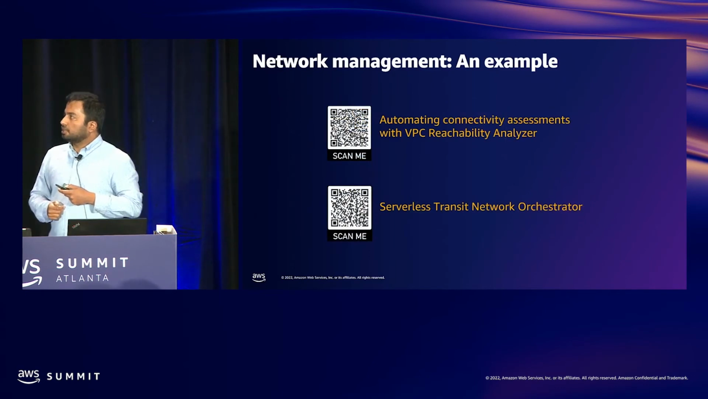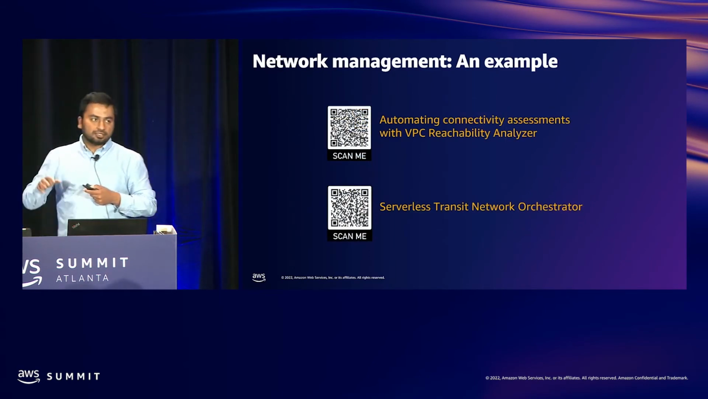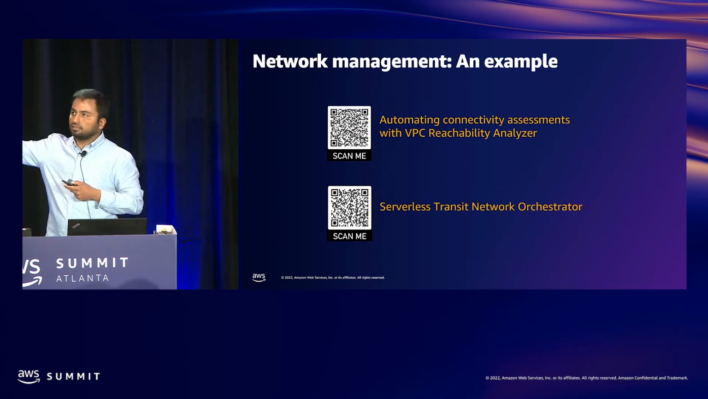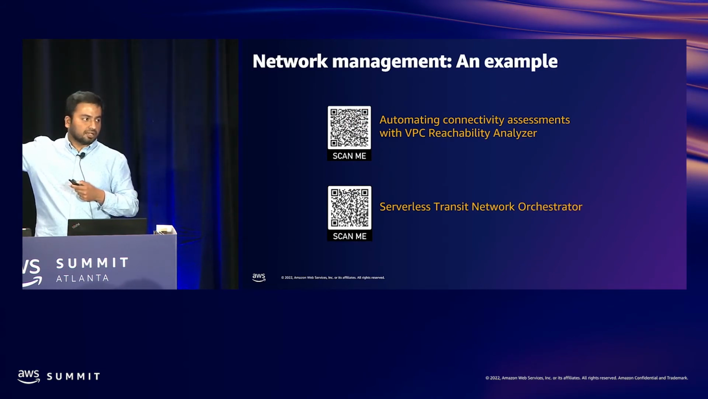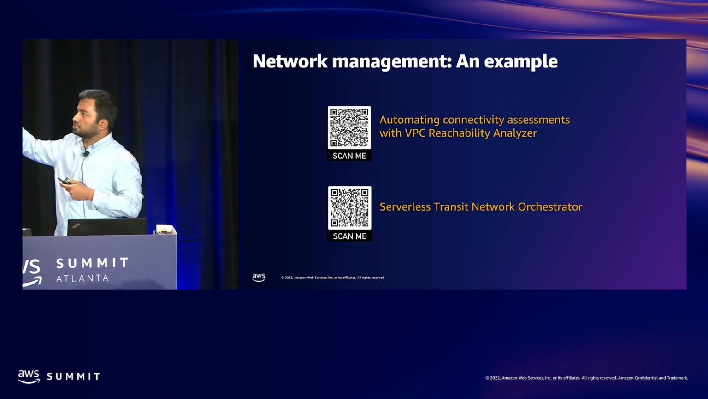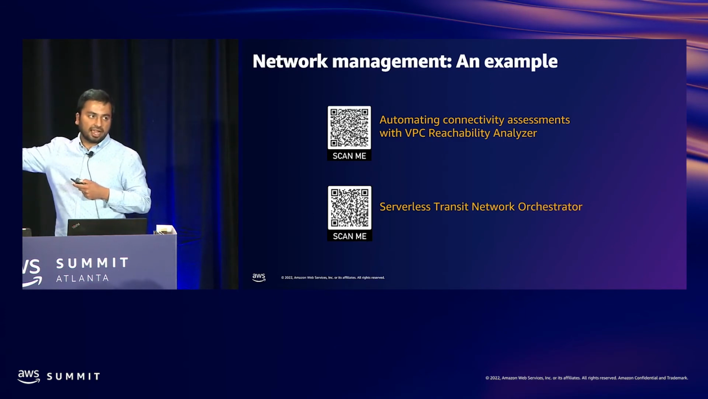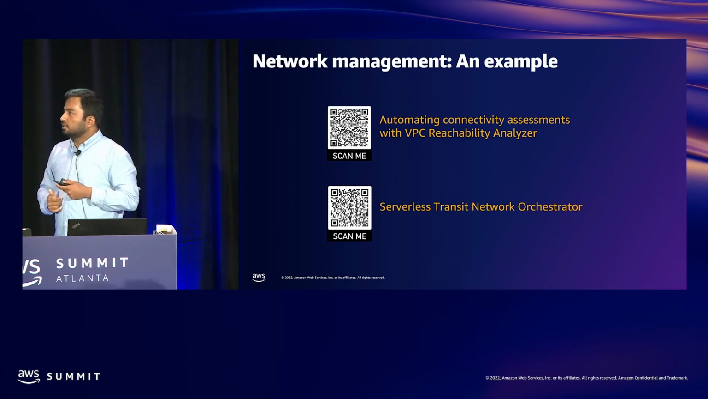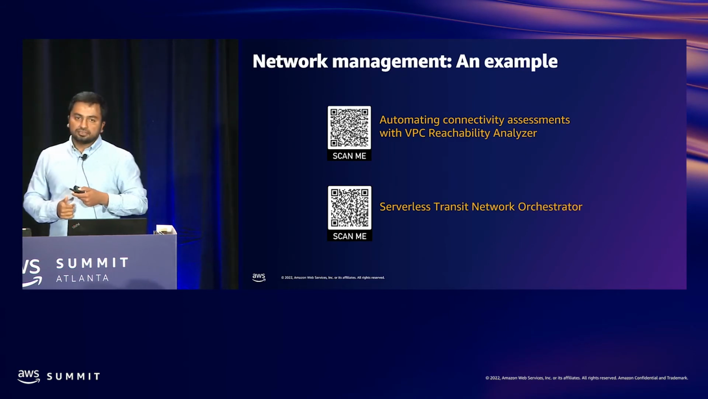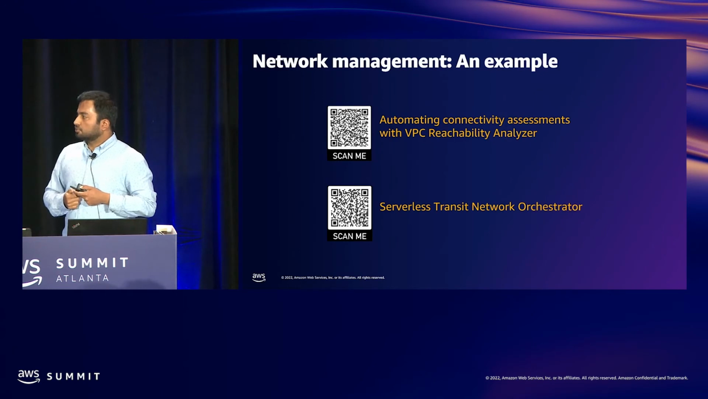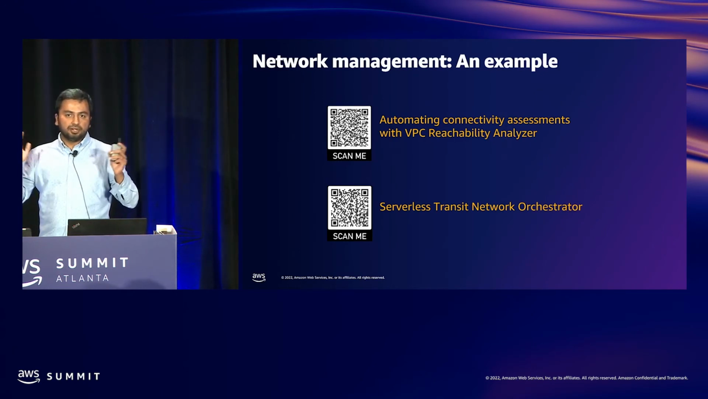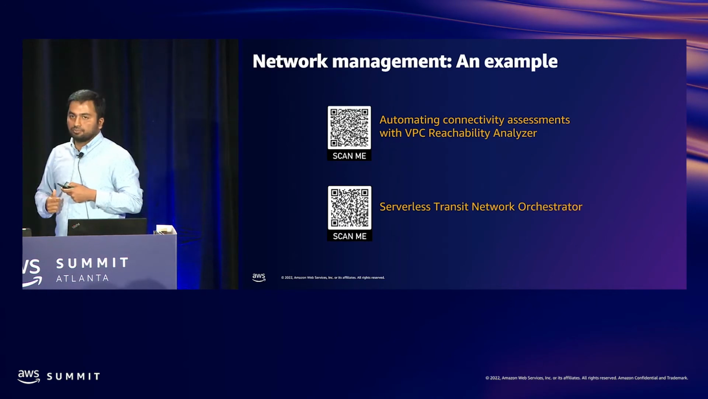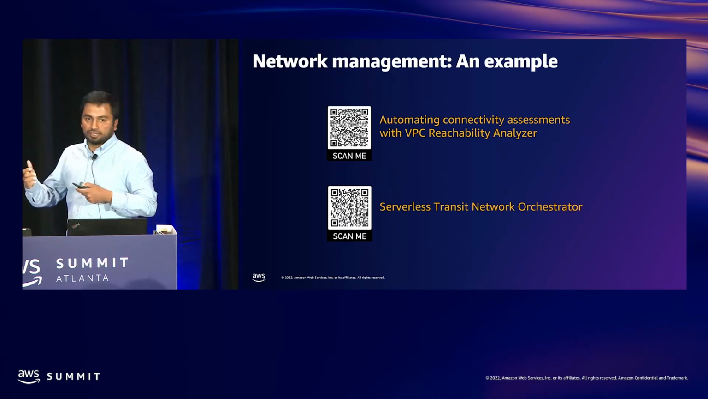Here are some of the blogs that help, especially since I didn't touch upon how to do the automation and include that in the pipeline for VPC Reachability Analyzer. You can just add it as an additional step in the pipeline snippet that I had shown. The SDNO orchestrator, or the serverless transit network orchestrator, helps you to build transit gateways at a global scale. So this is another blog post that we have that helps you to kickstart.